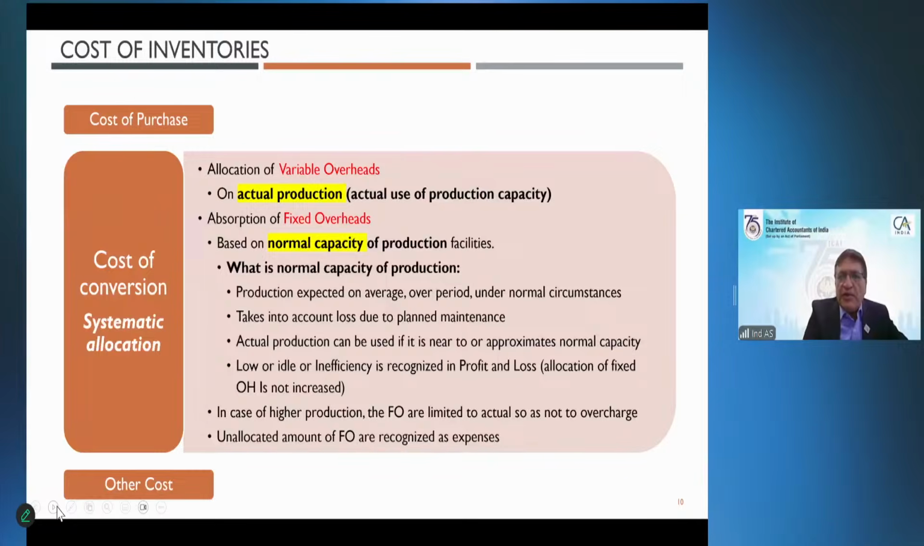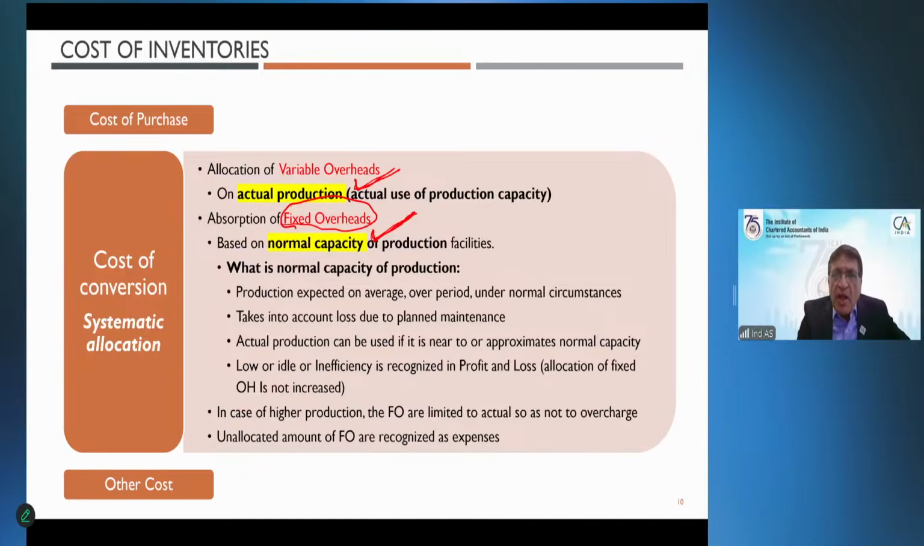As I told you, the fixed overheads are based on normal capacity and variable overheads would be based on the actual capacity or actual production. Now, when I'm allocating or absorbing fixed overhead, I mean to say by absorption, when I'm valuing my closing stock, I have to allocate the fixed overhead over those items. So I absorb them, the calculation is based on that, and then I load my inventory with these fixed overheads.